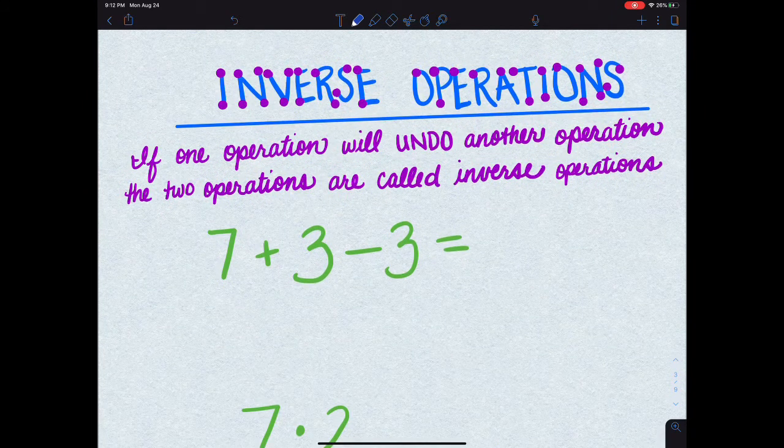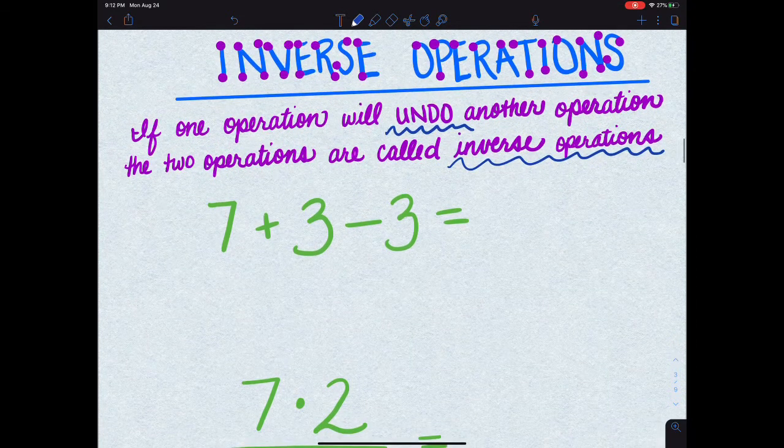Then the chapter goes on to talk about inverse operations. And it says this about it: if one operation will undo another operation, the 2 operations are called inverse operations. Okay? So what does that mean? Let's show you an example and I think you'll figure it out.